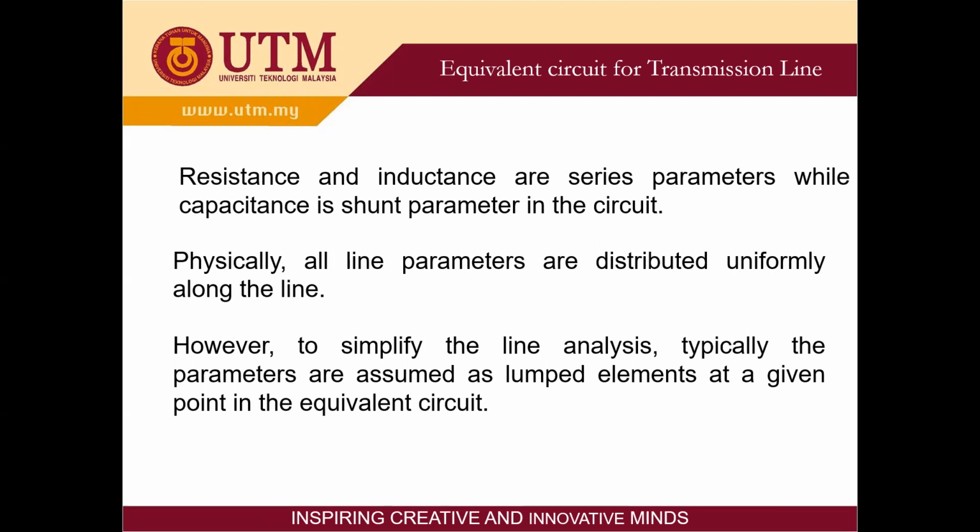As you can see in this slide, usually the resistance and inductance are series parameters, while the capacitance, which represents the electric field between the transmission line phase A and phase B, is a shunt parameter in the circuit. Physically, all line parameters are distributed uniformly along the line. However, to simplify the line analysis, typically the parameters are assumed as lumped elements at a given point in the equivalent circuit.